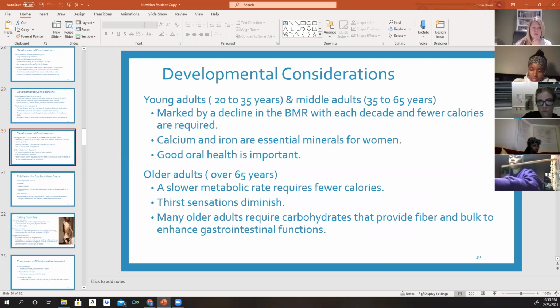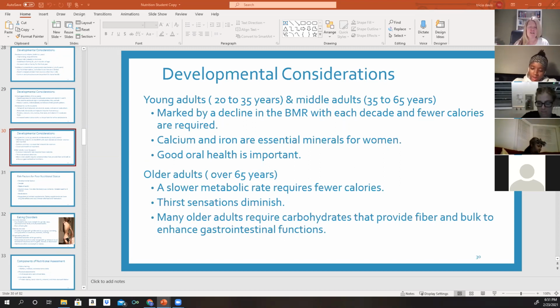Young adults, 20 to 35 years old. And then our middle adults, 35 to 65. You're going to see a decline in the basal metabolic rate with each decade, and fewer calories are required. So you're going to notice that when you're 20, 23, 25 years old, you can eat whatever you want, drink whatever you want, and you're never going to gain a pound. Well, once that basal metabolic rate starts to slow down, it's going to be a different story. You're really going to have to watch your intake.